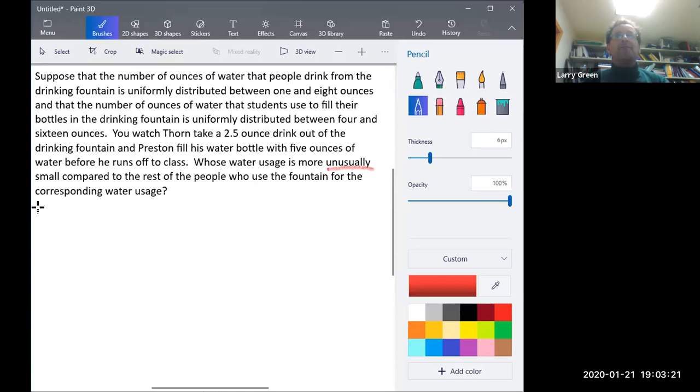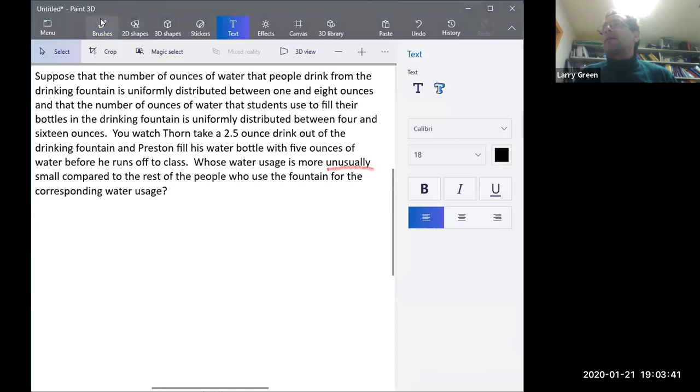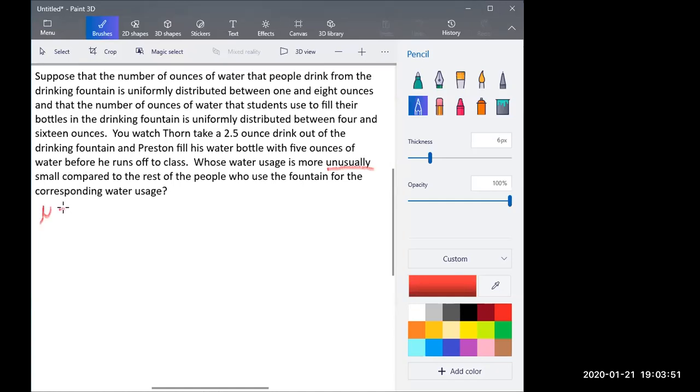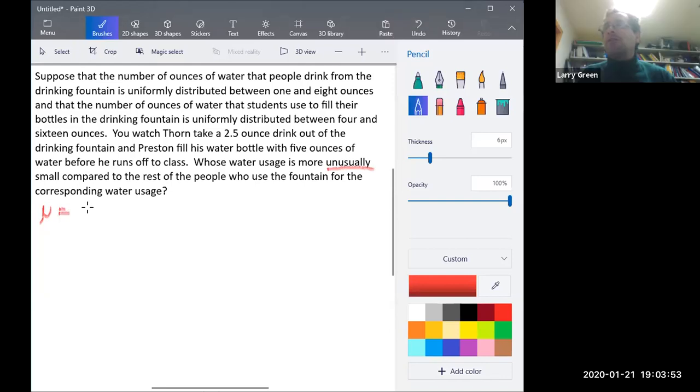Yeah, z-score. Okay, so we're going to find the z-score. To do that, we need the mean and we need the standard deviation, right? The good news is that there's a formula, and you don't know it yet, but you're about to, because I'm about to write it down. So the mean, remember to use the letter mu for the mean, is equal to a plus b over 2.